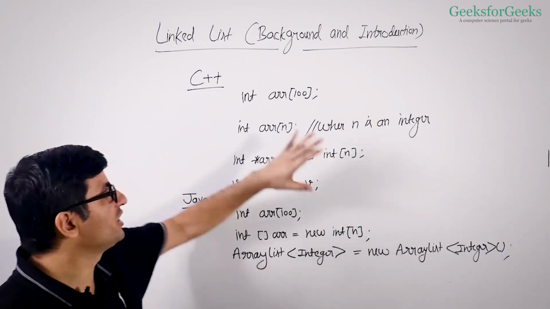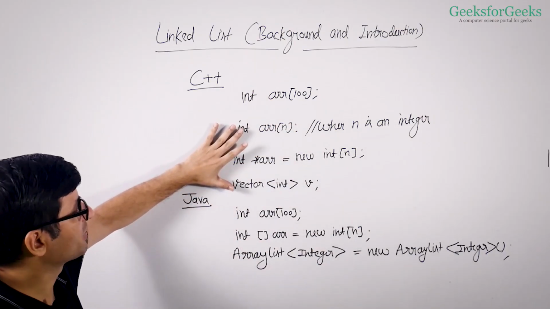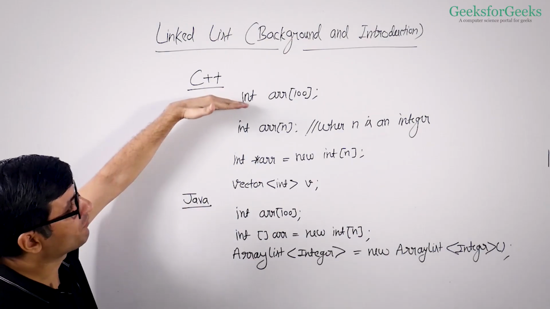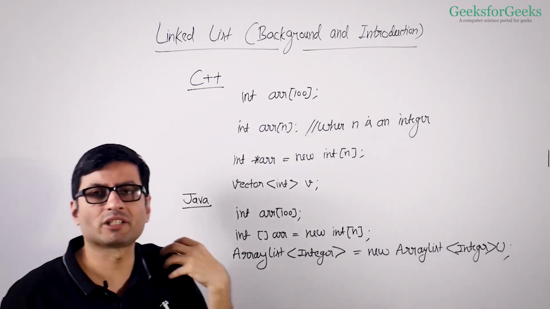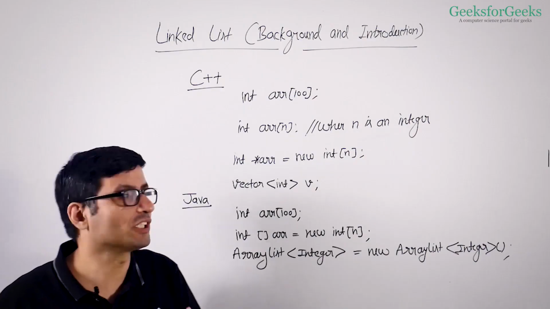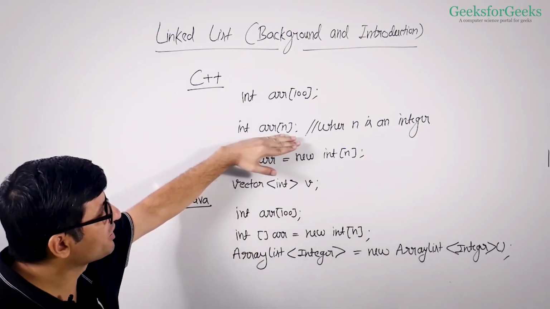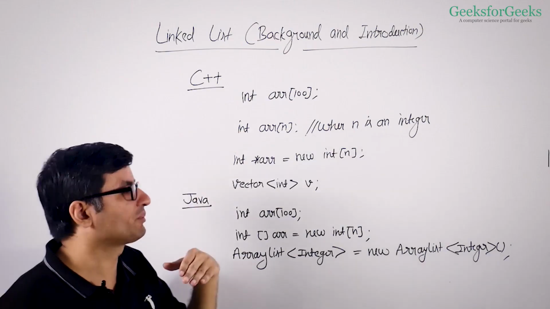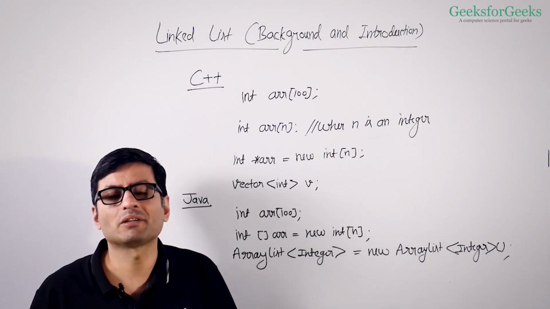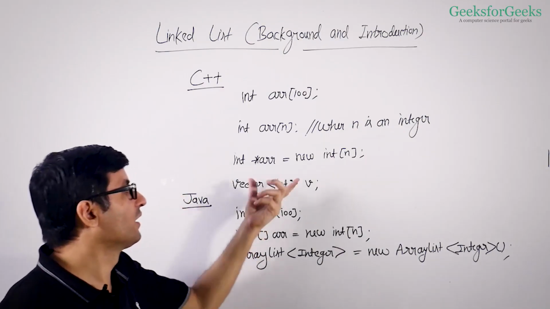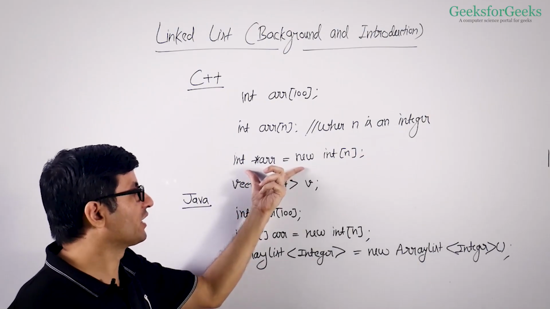We generally see these types of arrays in C++. This is an array of fixed size. I've created an array of size 100 here. It can be any other fixed value like 200, 1000 or any other number. This is a variable sized array where the user can specify I want an array of size n, where n can be any number, any user input also. This is a dynamically allocated array.